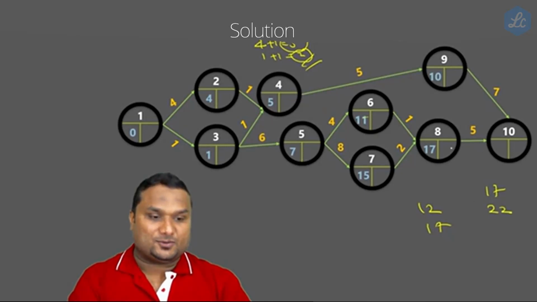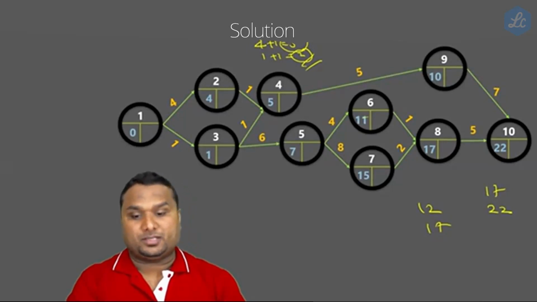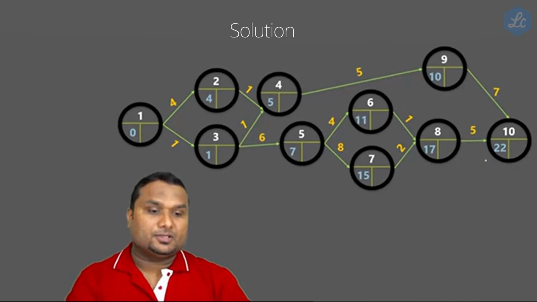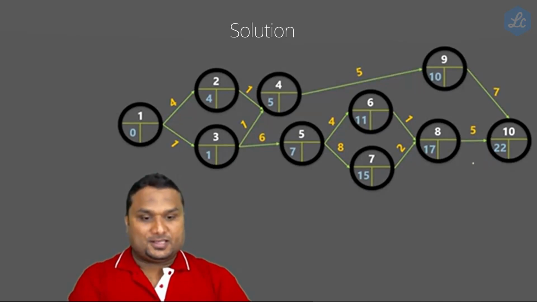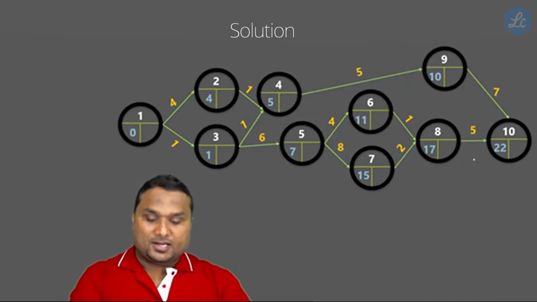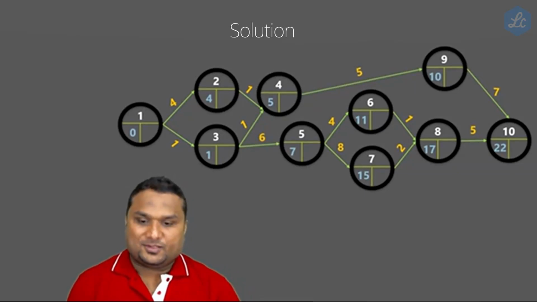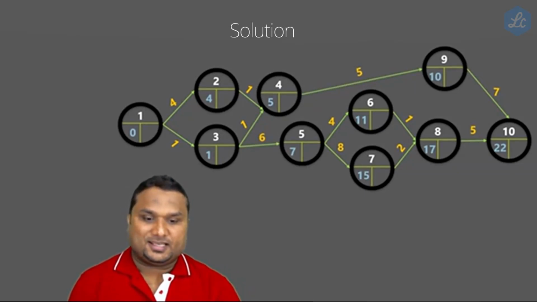Now which should I take? Is it 17 plus 5, 22, or 10 plus 7, 17? If you have to take the biggest one, we take 22. So we have finished the left side calculations. Are you all comfortable with the calculation on the left side? If you are comfortable, we will go for the right side.